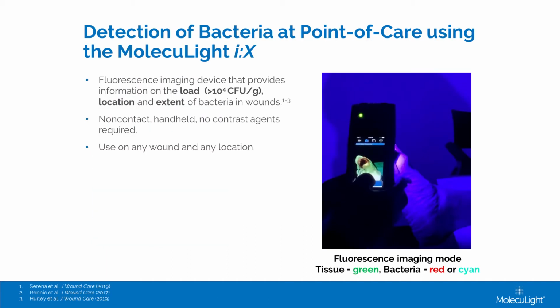So how do we actually use the MolecuLight to detect bacteria? The really cool part about this device is the fluorescent imaging provides information on the load, location, and extent of how much bacteria is in the wound. The device will detect bacteria levels greater than 10 to the 4th logarithmic. Because it's non-contact, it's a handheld product, and you don't need contrast, it makes it very easy for point-of-care bedside testing, and you can use it on any wound in any location. If you refer to the photo on the right, you can see where this fluorescent image is showing tissue being green, bacteria will be either red or cyan. Most species of bacteria, including gram-positive, gram-negative, aerobes, and anaerobes, may fluoresce red. When we see cyan fluorescence, it is most typical of Pseudomonas.